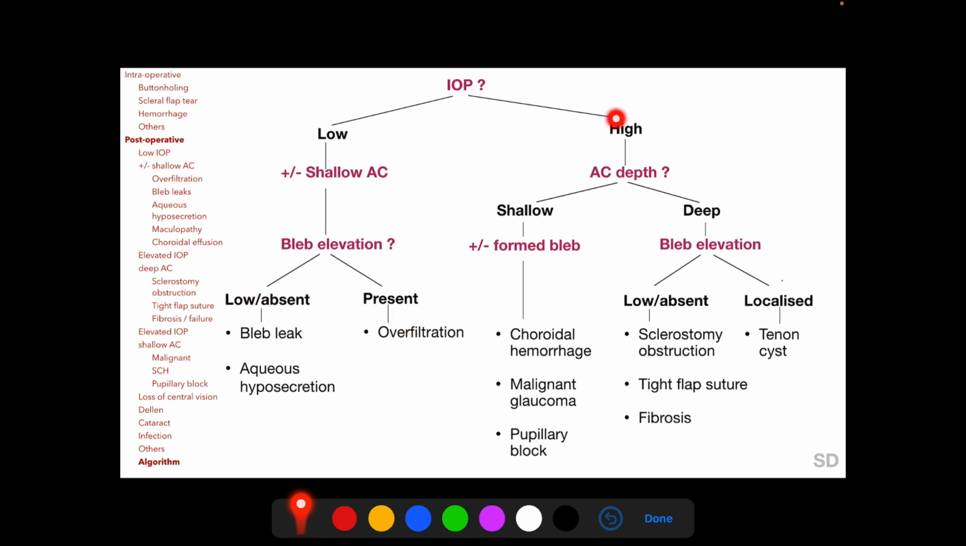In patients with high intraocular pressure and a shallow anterior chamber with or without a formed bleb, choroidal hemorrhage, malignant glaucoma, and pupillary block are possibilities to exclude. Patients with a high intraocular pressure and a deep anterior chamber and a low or absent bleb may be having sclerostomy obstruction, tight flap suture, or fibrosis of the bleb. A localized cystic bleb with deep anterior chamber and a high intraocular pressure indicates an encapsulated bleb or Tenon cyst.